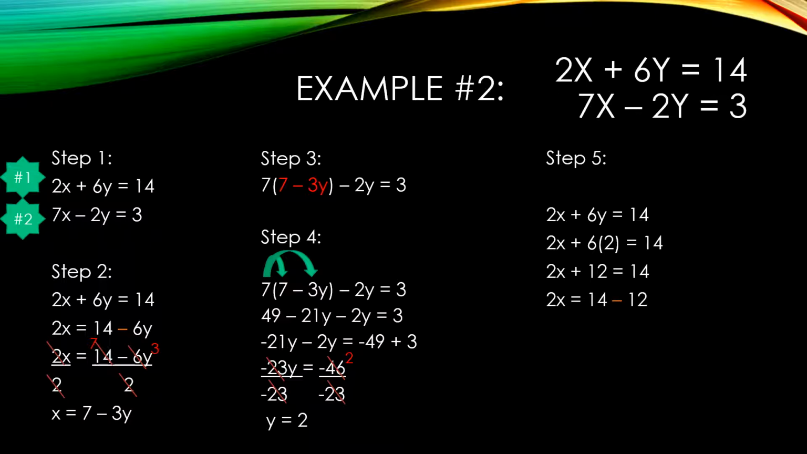I'm then going to collect my like terms, and I'm going to divide out by the coefficient of x, leaving me with an x value of 1. That means our x value is 1, our y value is 2, our point of intersection is at 1 and 2.